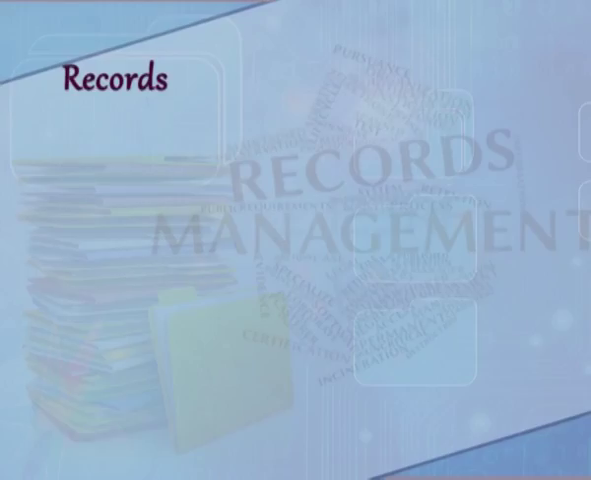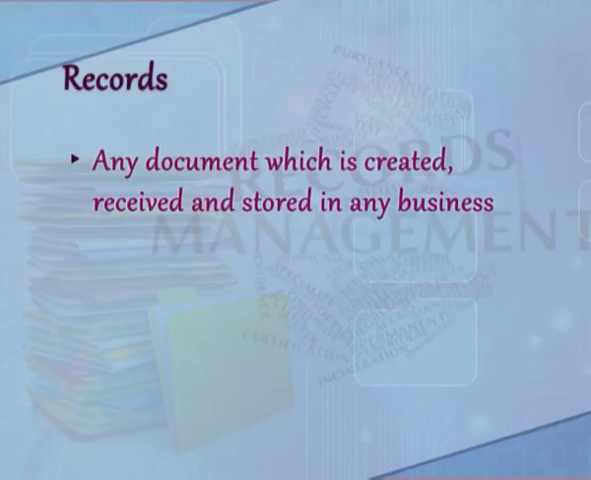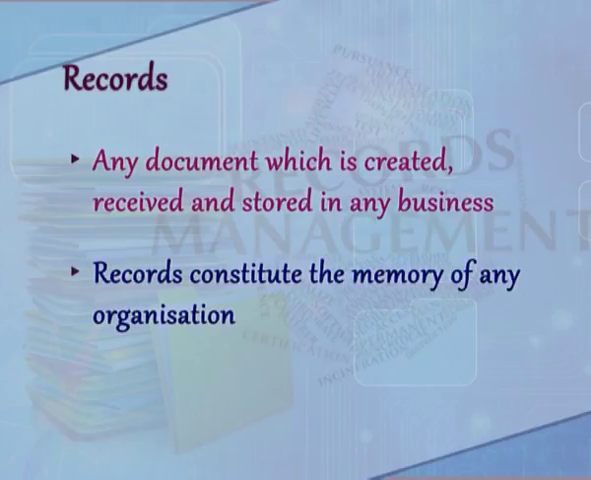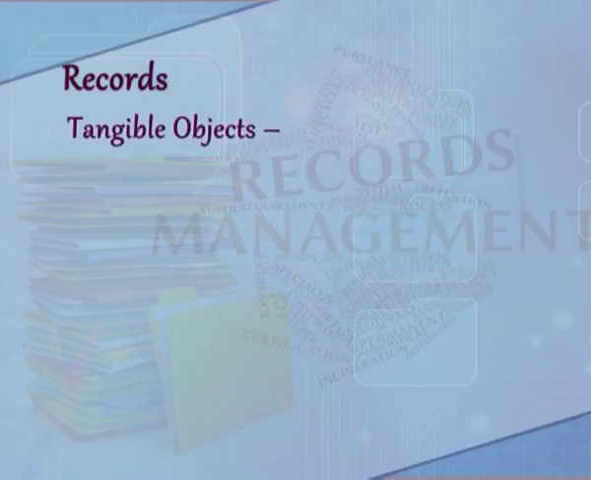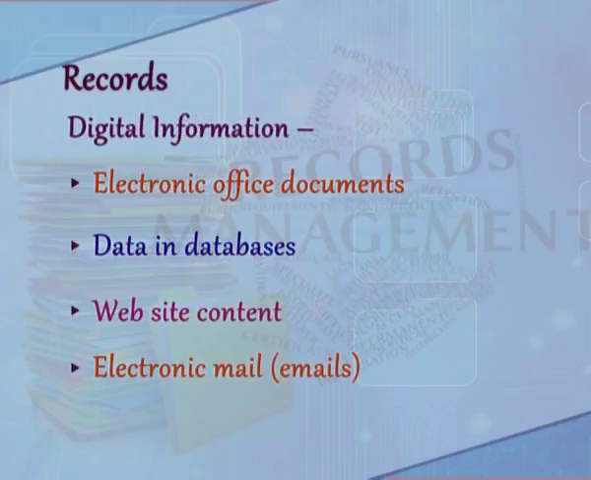Before proceeding further, let's understand the formal definition of record. A record is nothing but a collection of an item or data which is used for future reference. Any written data or information that is made for possible further use is referred to as a record. Any document which is created, received and stored in any business is a record. Records constitute the memory of any organization. Records can be either tangible objects such as paper documents like birth certificates, driver license, etc. or digital information such as electronic office documents, data in databases, website content and electronic mails, etc.